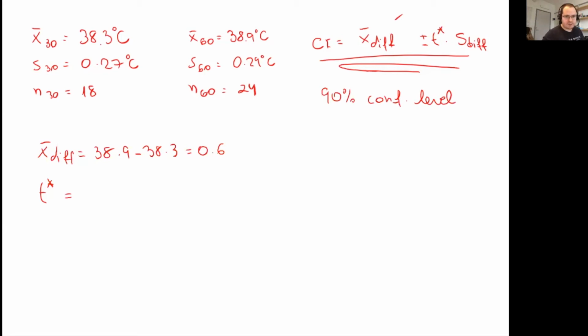And instead of 2.5%, I'm actually going to put 5% now, because I want 5% on the left and 5% on the right, right? It's because it's two-tailed. So I'm using a 5% significance level. What is my degrees of freedom?